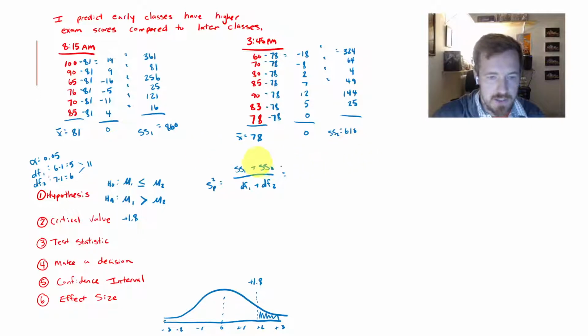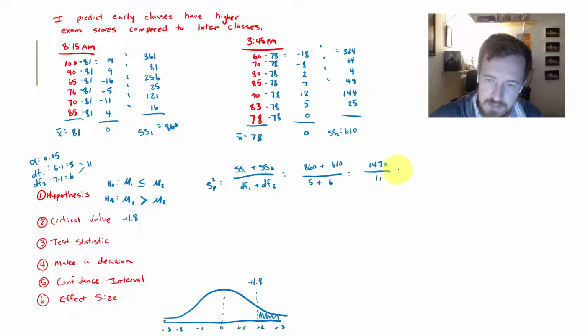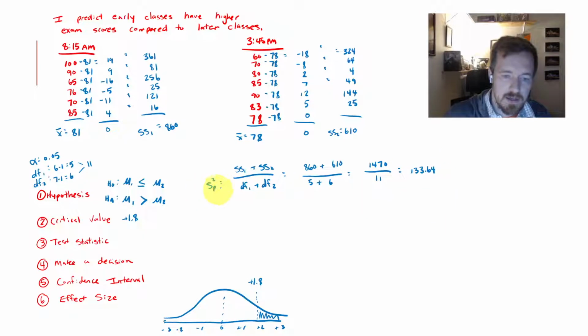So that's going to equal for us 860 plus 610. I'm going to make that a little more clear. Degrees of freedom here is going to be 5 plus 6. So that's going to give me 860 plus 610 is equal to 1470 divided by 11. And that gives me 133.64. All right, so that is my value right here. I'm going to make a note of that too, because I'm going to be using this value again once I do my effect size. So I'm sticking that right there.